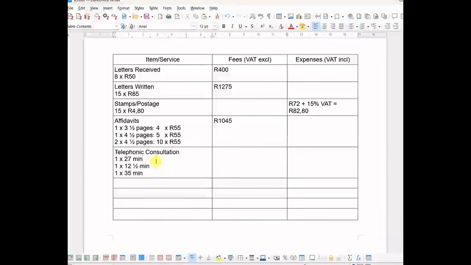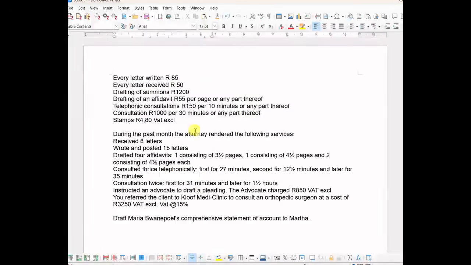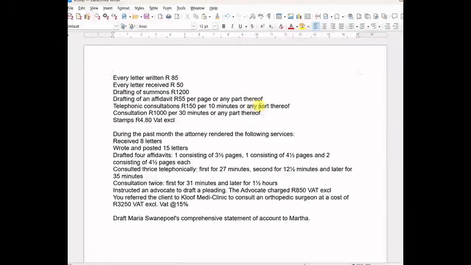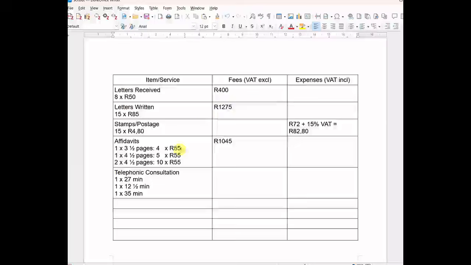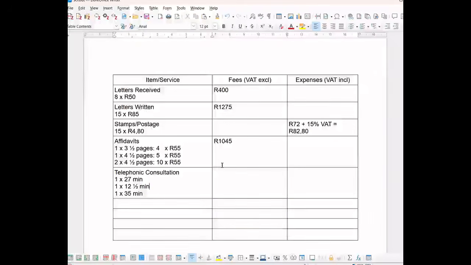Right. Now what was our cost for these? So telephonic conversations or consultations are 150 Rand, but per 10 minutes. Oh, and this is important, or part thereof. So the same with the pages. We charge for a full 10 minutes, even if it's only 2 minutes. Okay, so let's do a similar thing to what we did for the affidavits.